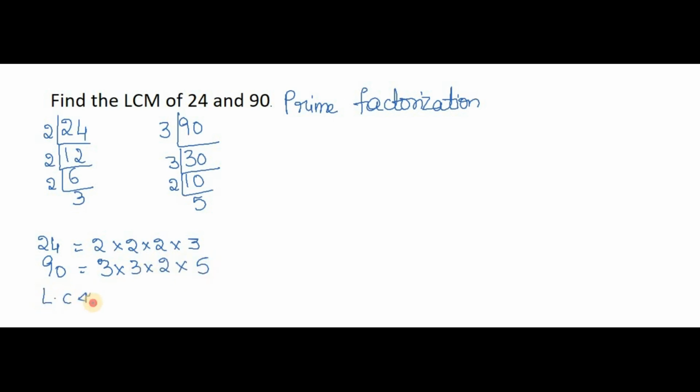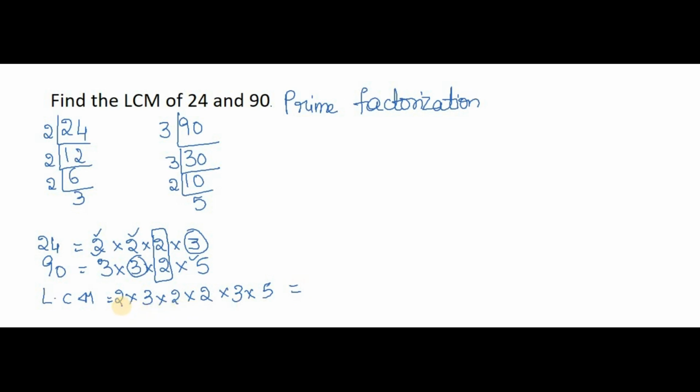So for HCF what did we do? We first found out which are the common factors here. In LCM also we have to do the same thing. Here 2 is common and 3 is common. So first we will write the common numbers, and now we should write the leftover numbers also. This is the major difference between LCM and HCF.